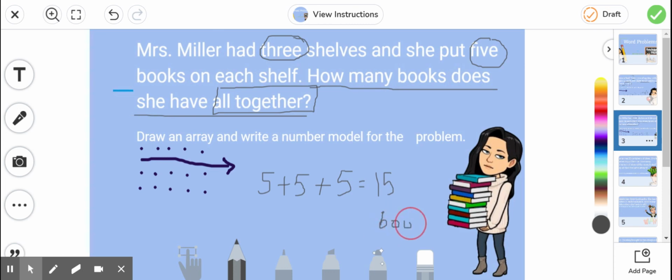I would like you to go ahead and practice the problems I just did with you, and then you're going to complete the rest of the slides. Make sure your dots are big so your teacher can count them and see them. Okay, have fun with this. Repeated addition problems.